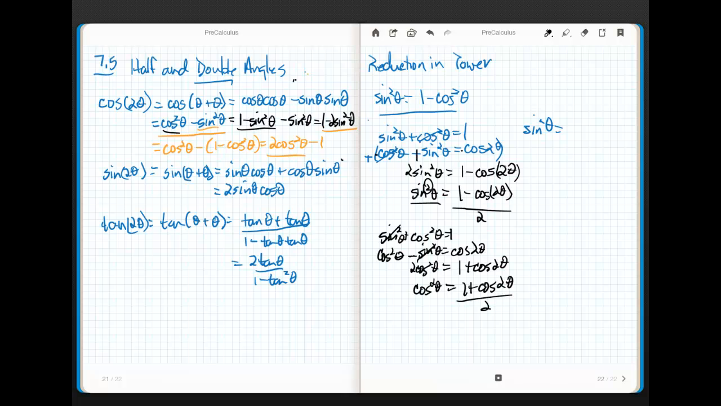All that I'm doing is just a logical two-step. Again, you can always write cos squared as 1 minus sine squared. You can always write sine squared as 1 minus cos squared, but sometimes it's more helpful to have it in this form. It's easier to play with, okay? All right, so that takes care of double angles and reduction in power.